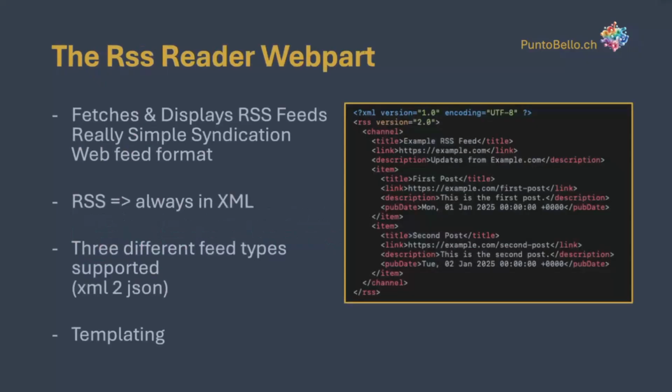So what is the RSS reader web part? It fetches and displays RSS feeds. It's an old web feed format, but it's a de facto standard, albeit not a World Wide Web Consortium standard. RSS means it's always XML, and XML is not so fun for us. So there are some new possibilities with JSON format which are implemented in the web part. Three feed types are supported, and also templating. I will show that in the demo.